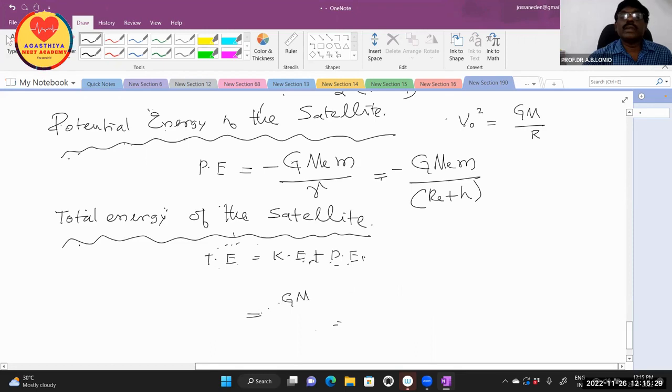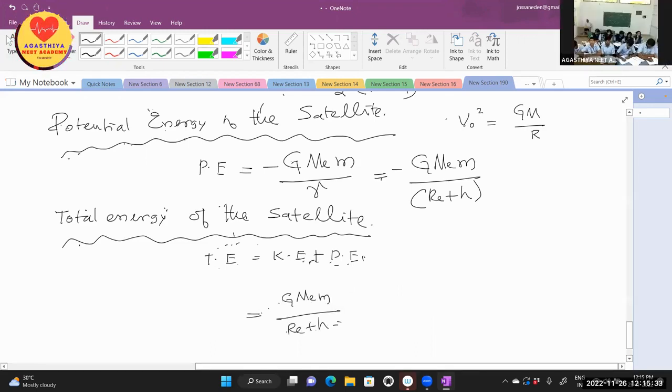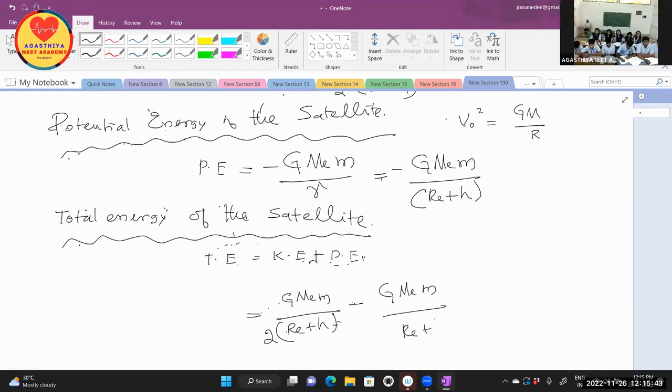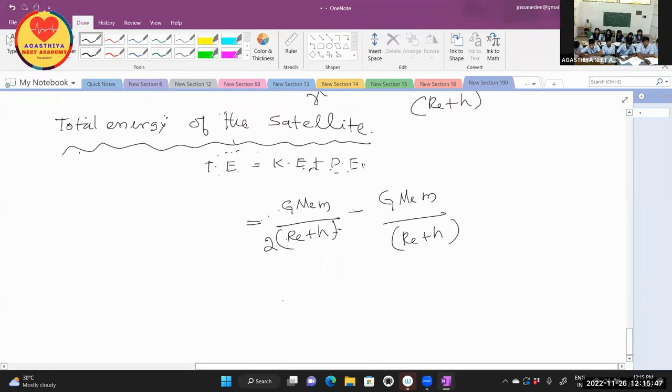Now G ME M divided by 2 into RE minus G ME M small m divided by RE plus H. What will come? Equal to minus G ME m by 2 into RE plus H.